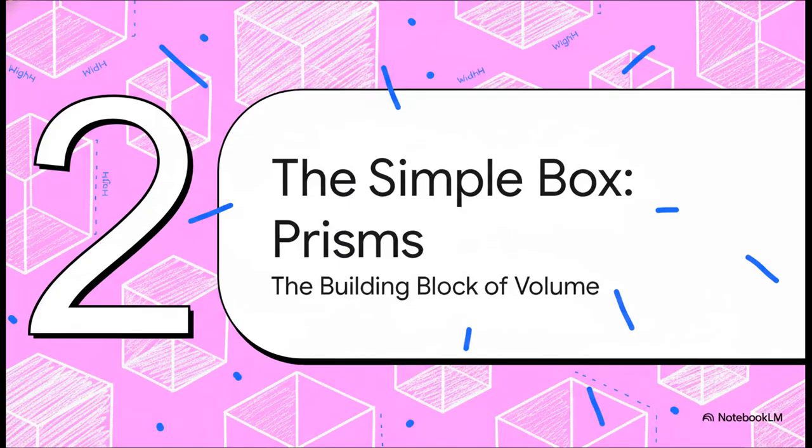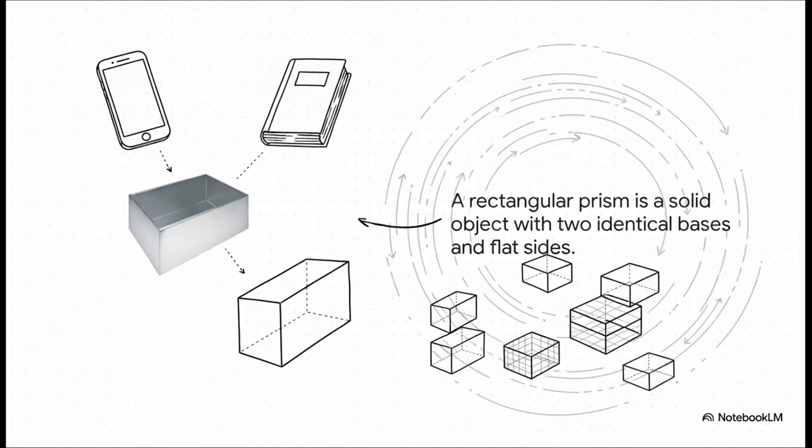To really get this, we're going to start with the most basic 3D shape there is, the good old-fashioned box. You've seen a million of them, but in geometry, it has a slightly fancier name, the rectangular prism. So, what is a rectangular prism? Well, it's basically any solid thing with two identical flat ends and straight sides. I mean, think about it. Your phone is a prism. A book is a prism. They are absolutely everywhere, which makes them the perfect place for us to start.